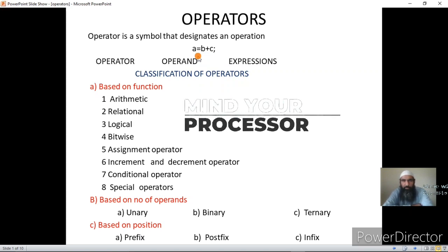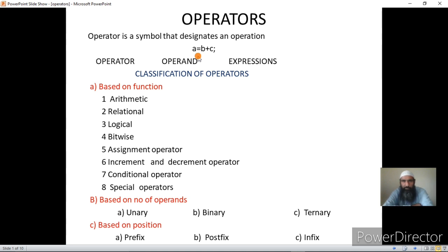Today we are going to learn about operators, and this is concerned with the assignment statements mostly. Let me first define what is an operator. Operator is a symbol that designates an operation.